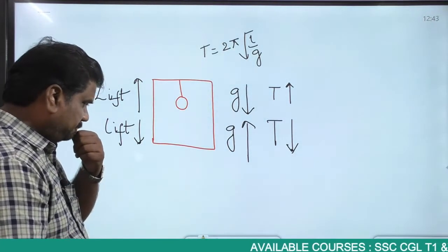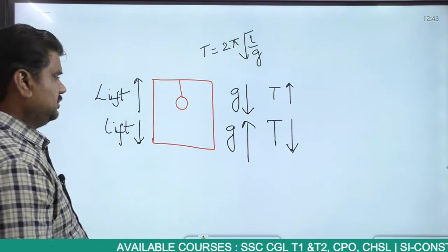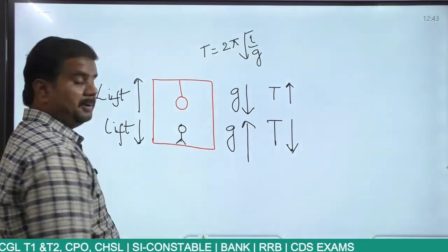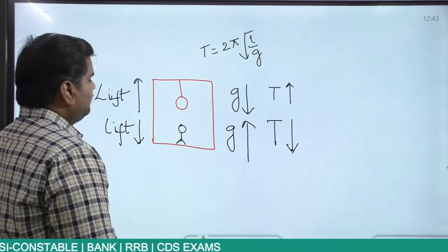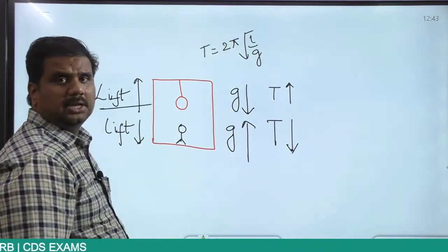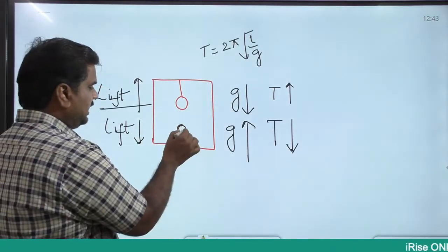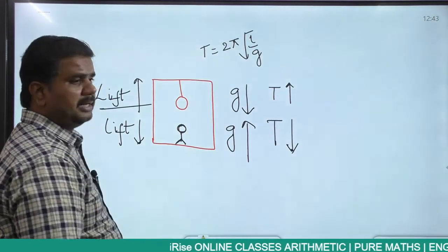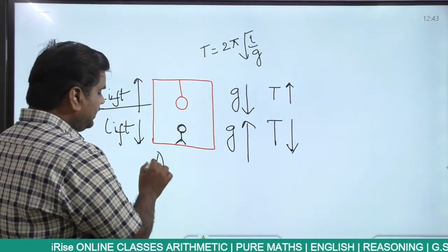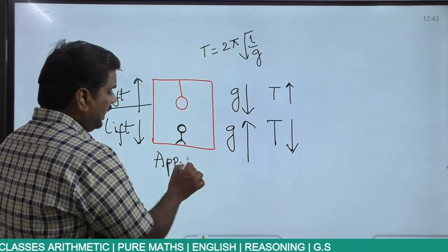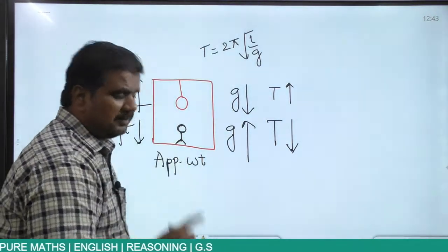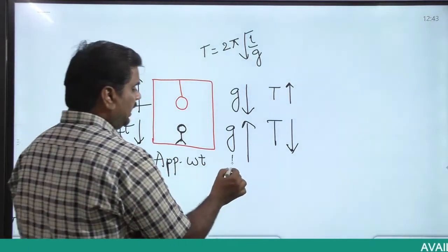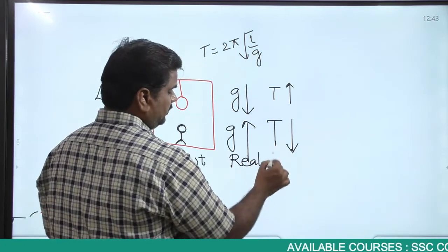Then at the same time, let us talk about a person who is standing in a lift. Now if the lift is moving upwards, the apparent weight of the person appears to increase. Whenever you talk about the weight of a person, you have got two different weights. One is apparent weight, the other one is real weight.